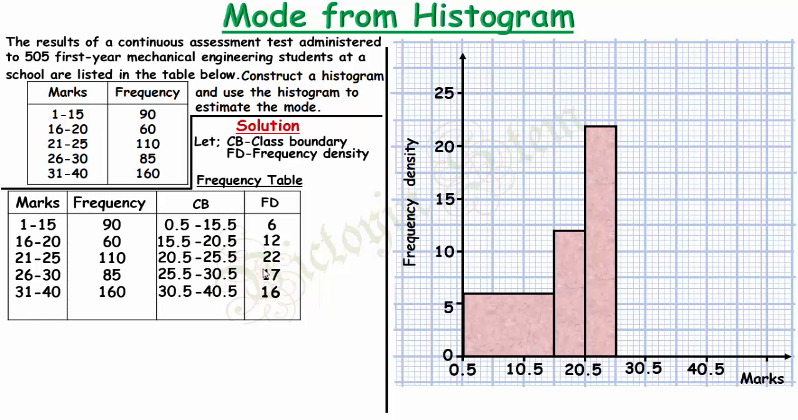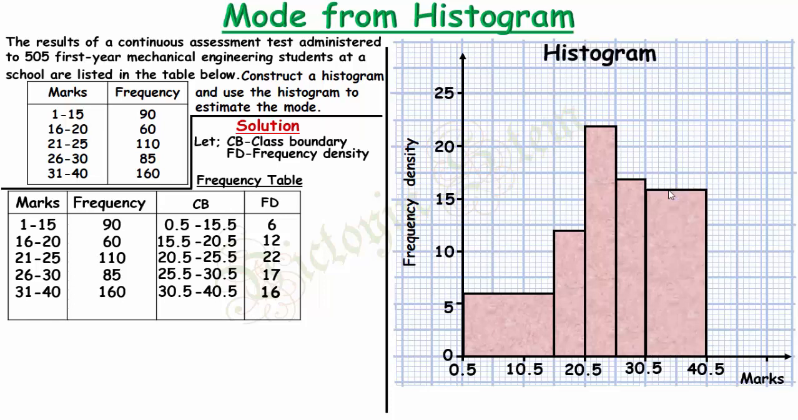To construct the fourth bar, the bar will span from 25.5 to 30.5, and the height of the bar is 17. So I have 15, 16, 17. Now for the last bar, the frequency density is 16. So I'll start from 30.5 and end at 40.5, and the height is 16. So 15, 16. So my histogram is all set.